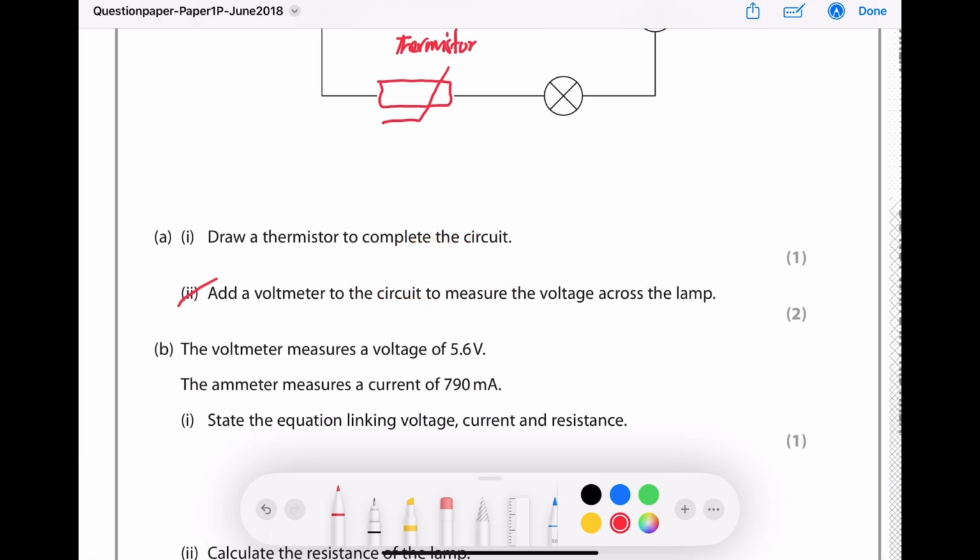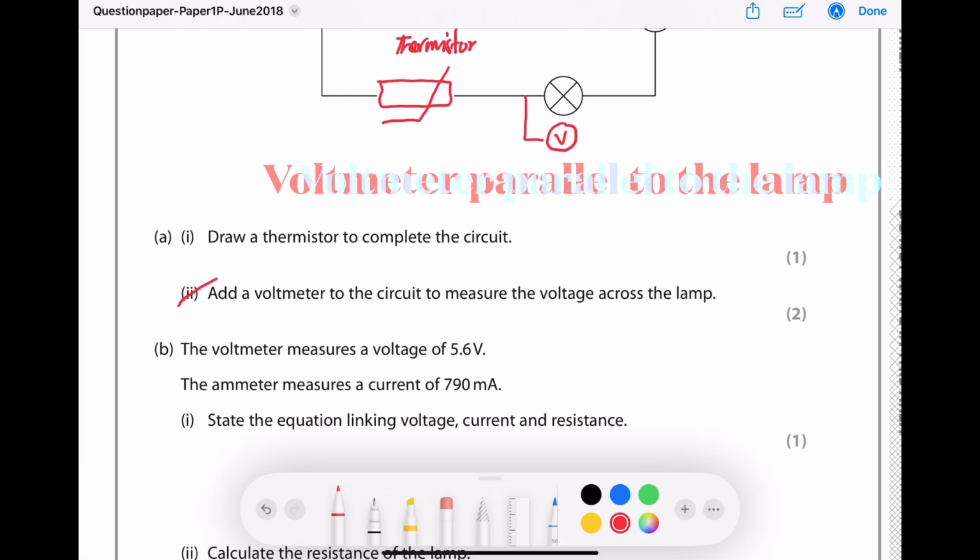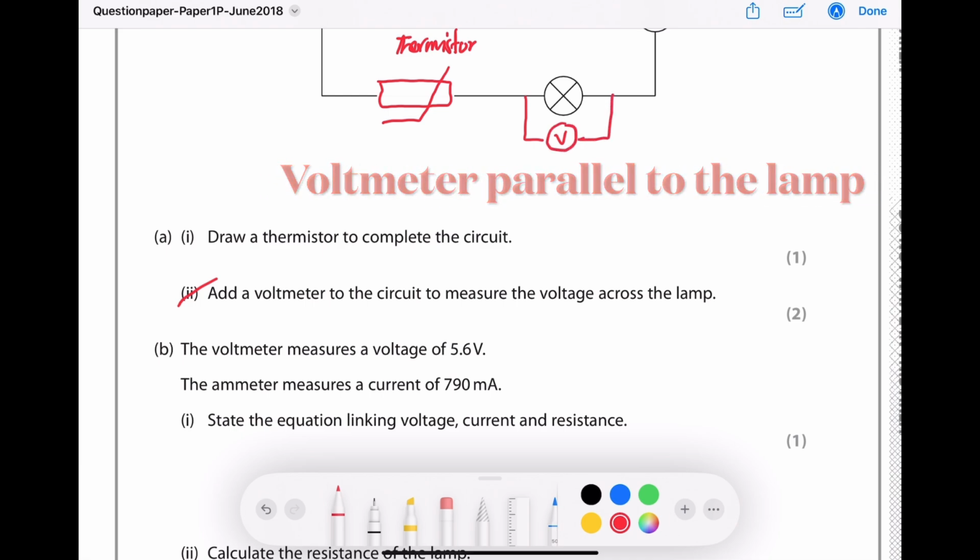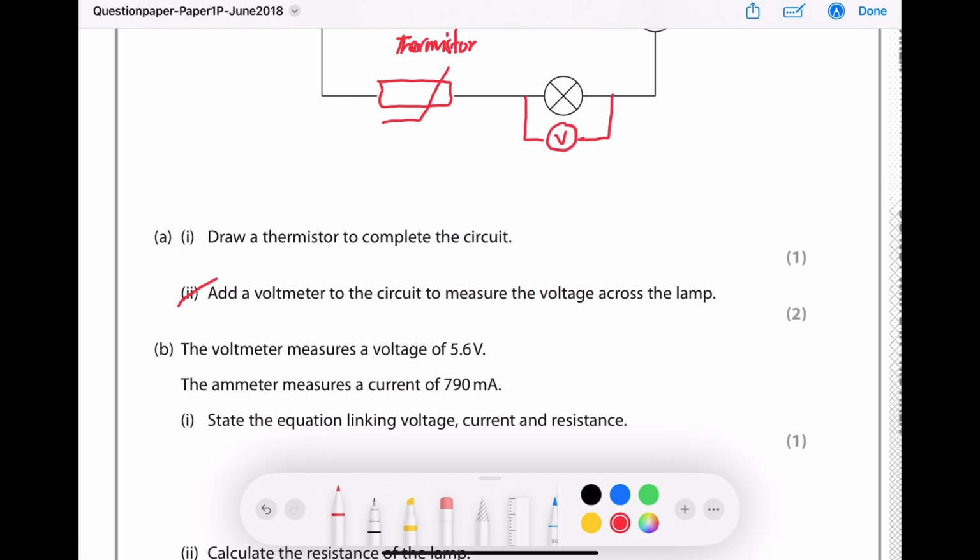I add a voltmeter to the circuit to measure the voltage across the lamp. So you draw the voltmeter like this, parallel to the lamp. For section B, the voltmeter measures a voltage which is 5.6 volt, this one for the voltage across the lamp, and the electric current 790 milliampere.